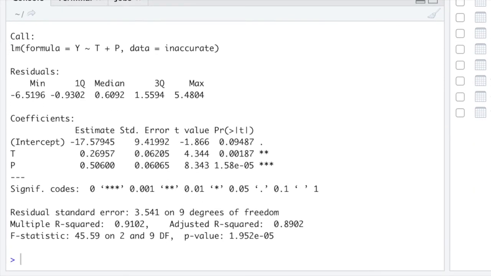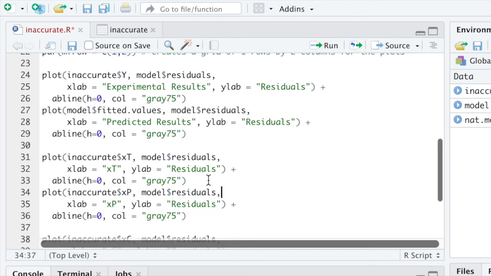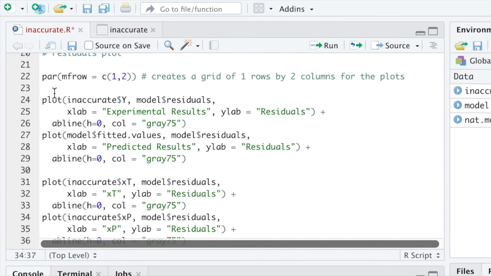Besides having different regression coefficients, the model statistics are similar. Both coded and the natural models present the same R-squared, adjusted R-squared, and p-value. The next step is to verify the residuals. So let's run the residuals plots. We are going to run with the experimental results, with the predicted results, with xt, and with xp. So let's run them.